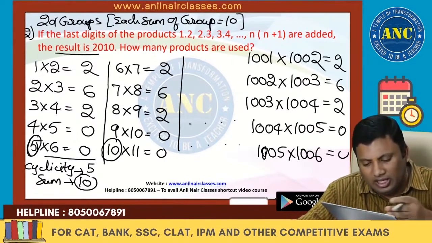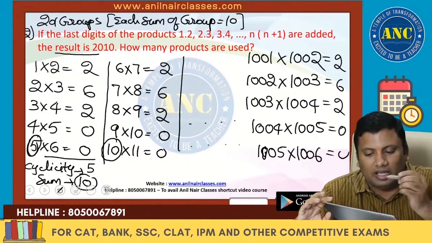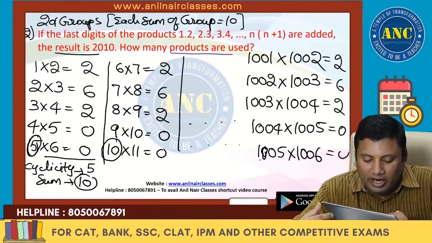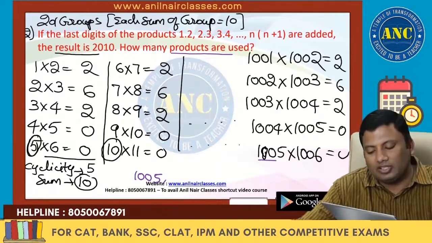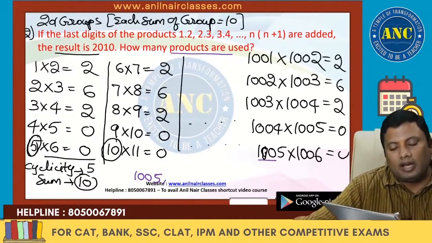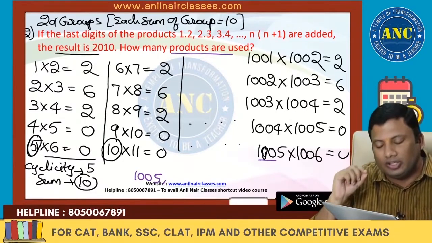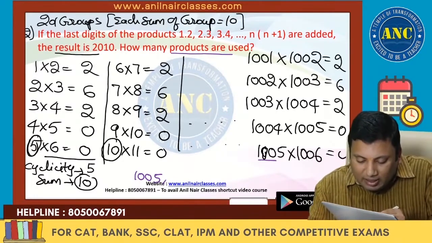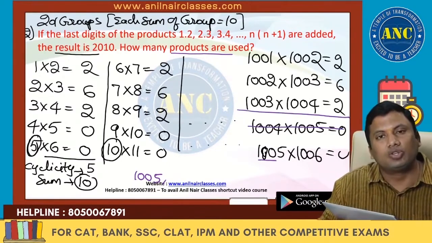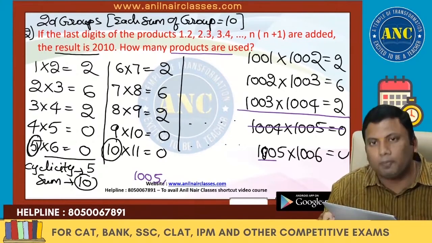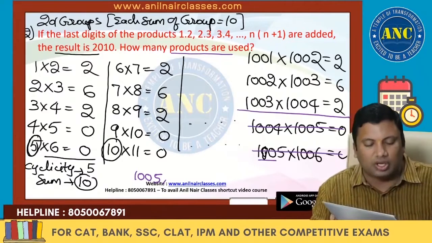Knowingly or unknowingly, you can do this process, and immediately you will tick the answer for how many products are used. You will tick the option 1005 because till 1005 you got sum as 2010. But see here, I deliberately kept this question because I wanted to tell you, these sum is 0. That means till here also the sum is 2010. 2010 plus 0 is 2010. Plus 0 is also 2010.